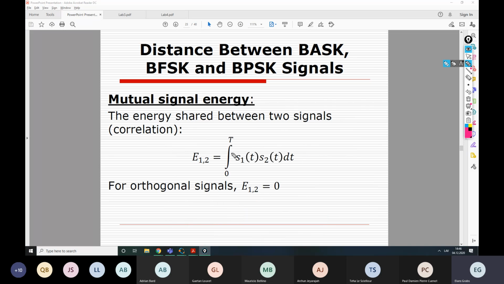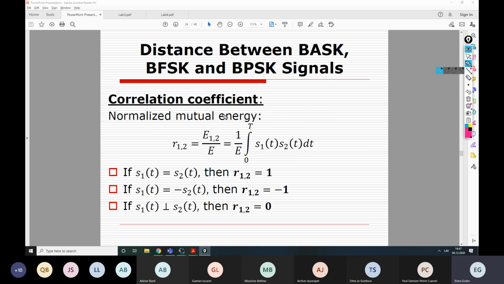So this shared energy is calculated separately, and for orthogonal signals, as I have told, this shared energy is 0. Actually, this formula is exactly the correlation formula, and we will use that as a basis for our receiver calculating based on correlation integral. Instead, however, usually we calculate the normalized mutual energy, which has been divided by the energy of a signal. So basically, this is a normalizing factor added in front of this integral.